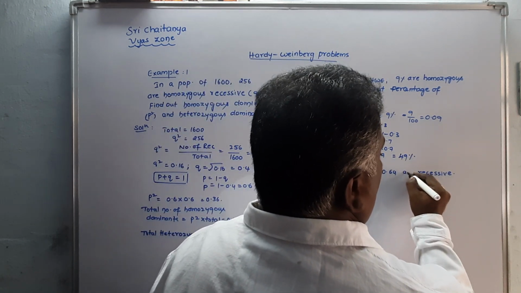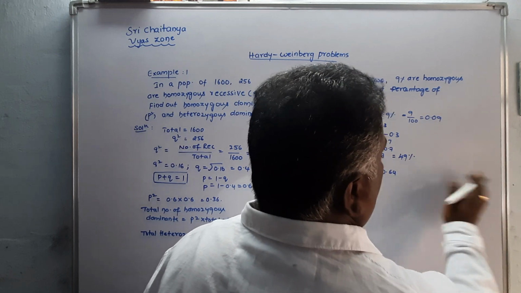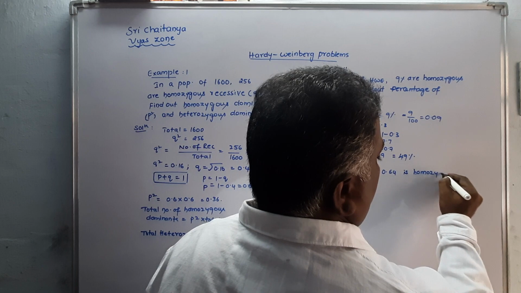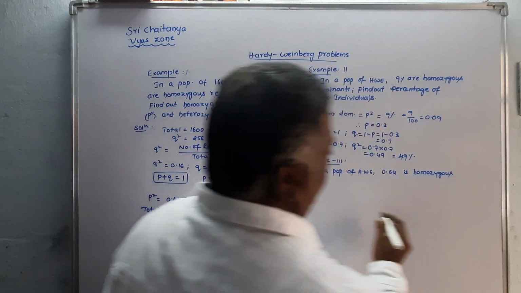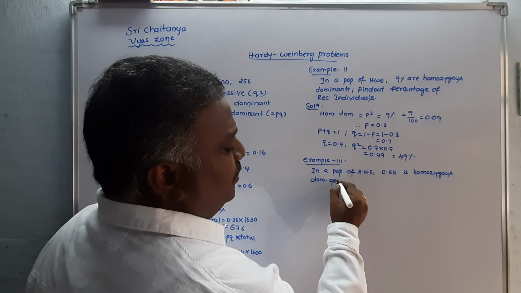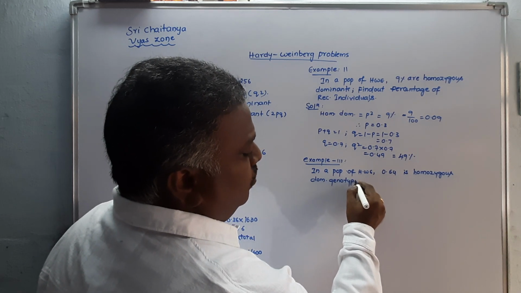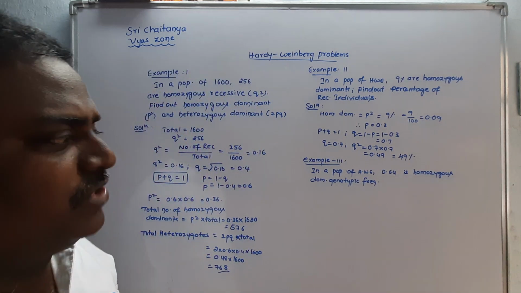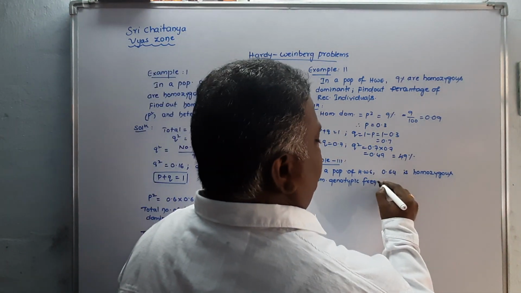0.64 is the homozygous dominant genotypic frequency. What is the homozygous dominant genotypic frequency, Nana? 0.64. Okay, right. Then find out the frequency.